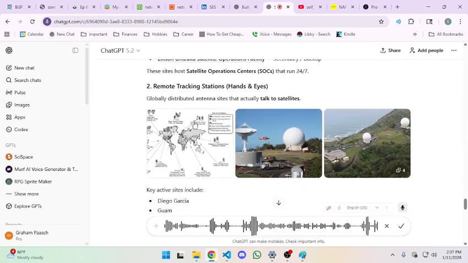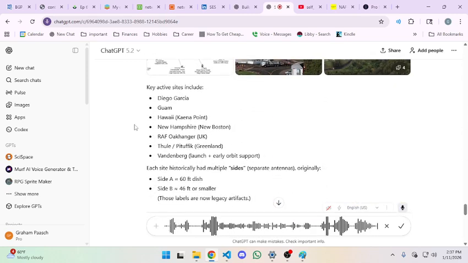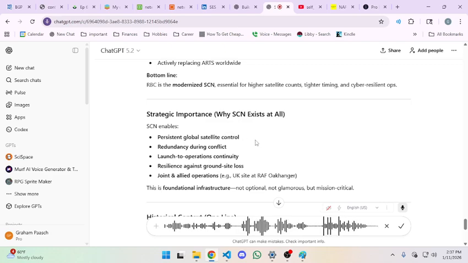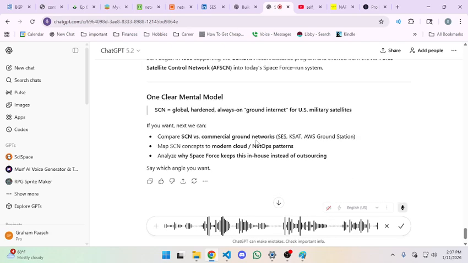If I want to get a certification, are Cisco and Juniper involved in this sort of thing at all? I'm just so confused. Oh yeah, do that for me, please. Map SCN concepts to modern cloud slash net ops patterns, please.